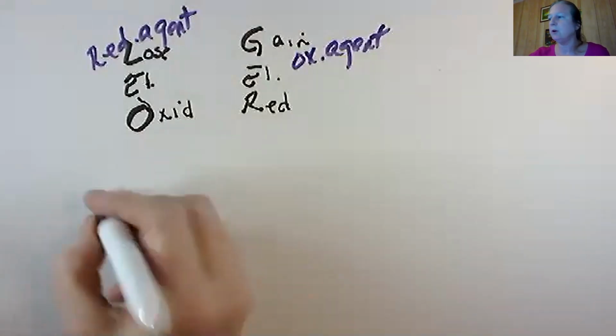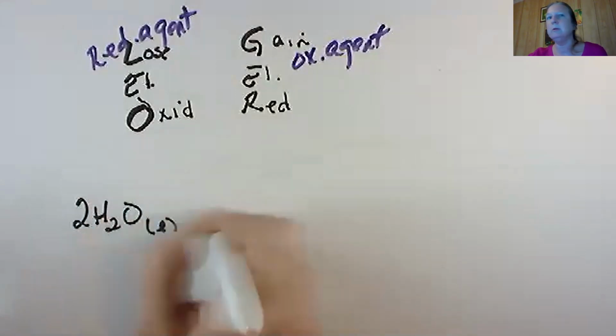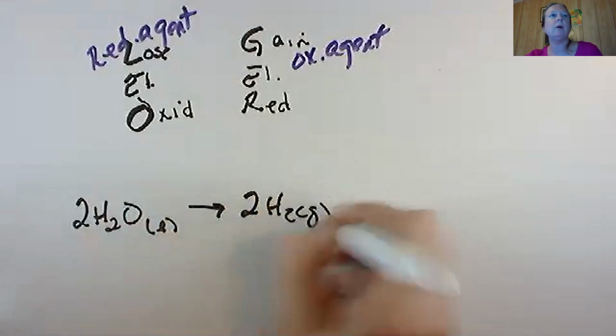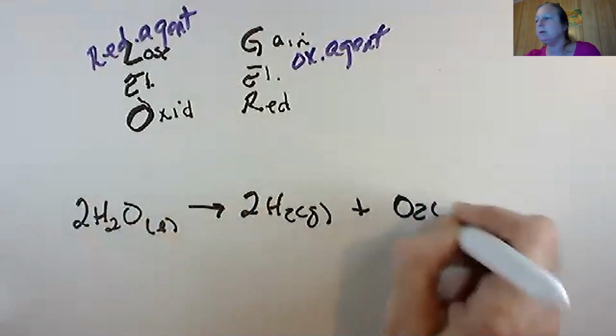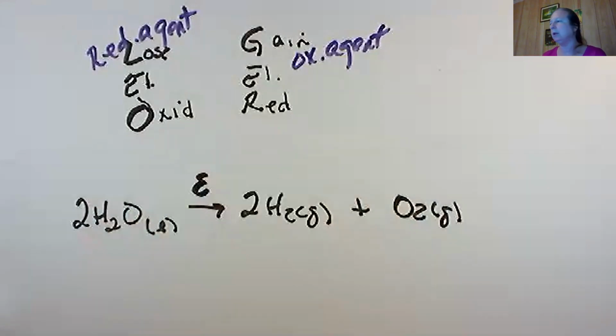So the first one is this. Is this a redox or not? So it's 2H2O goes to 2H2 plus O2. So we have some electrolysis going on here. What's not written in here is that we actually put some energy up there. So I'll put that there, but you don't have to. This is splitting water into hydrogen and oxygen gas.